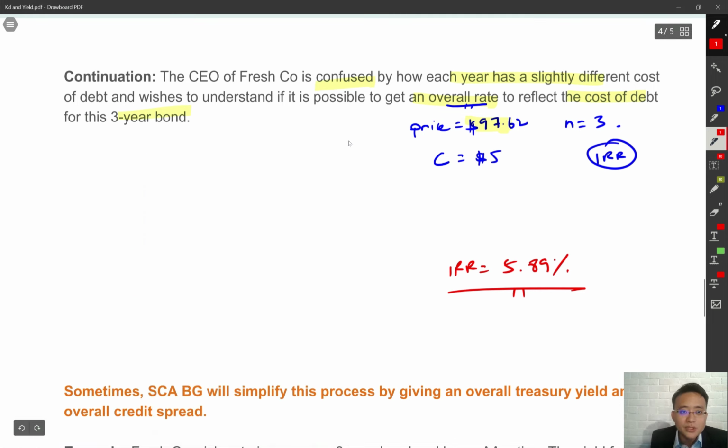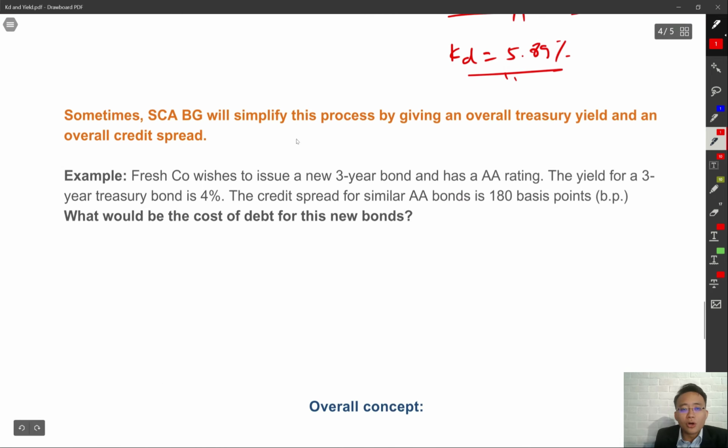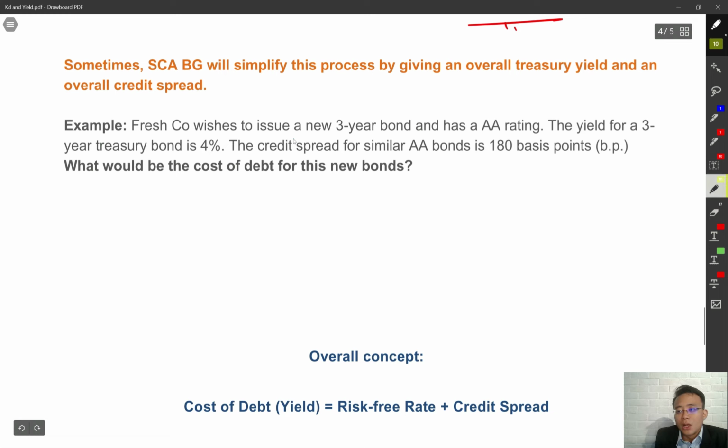And I can now present to my CEO a single rate. My cost of debt then is 5.9%. This captures the entirety of the bond. Now, sometimes our module, SCA BG, will simplify this whole process by just giving you an overall treasury yield and an overall credit spread.